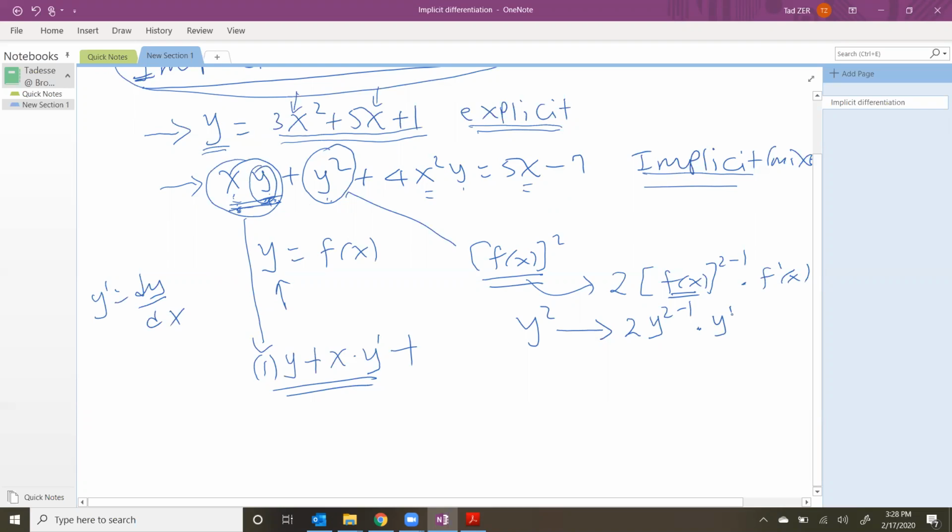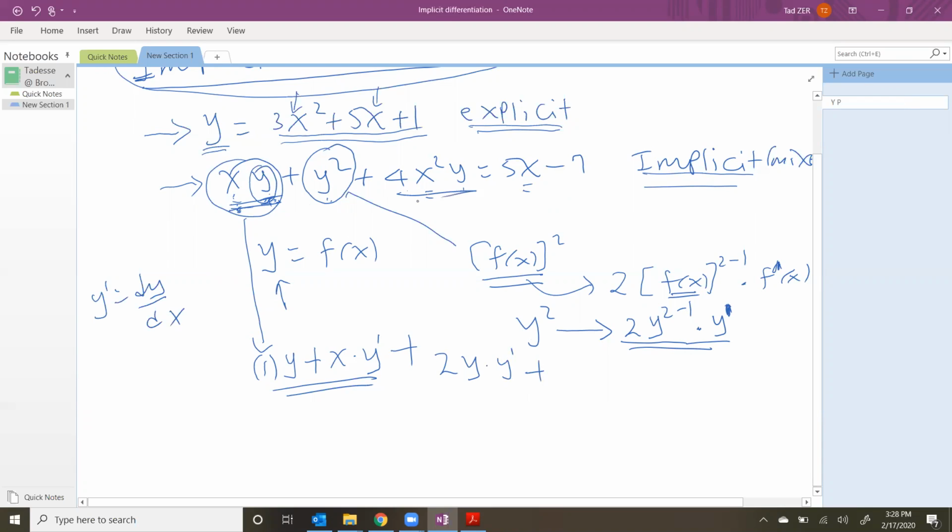So every time you take the derivative of y, you have to multiply it by y prime. Okay, same thing here. So here it becomes, I do have it here, 2y, 2 minus 1 is 1, times y prime.